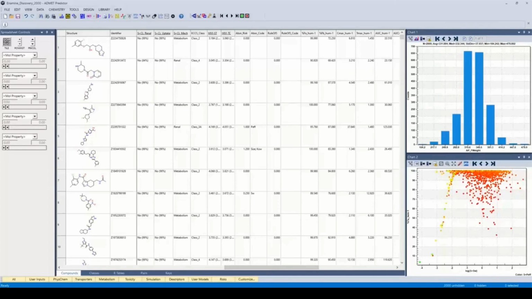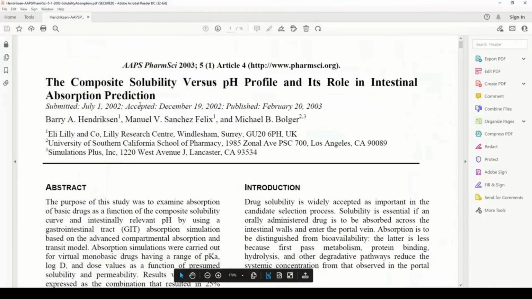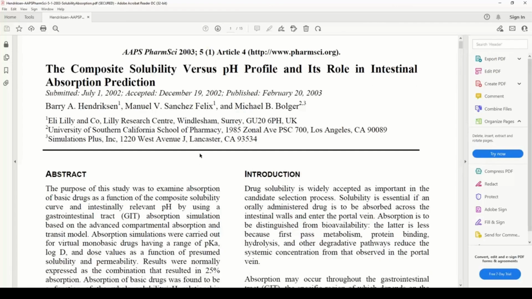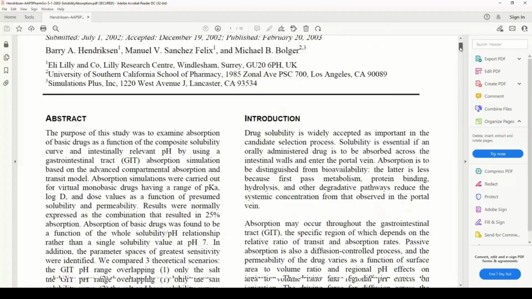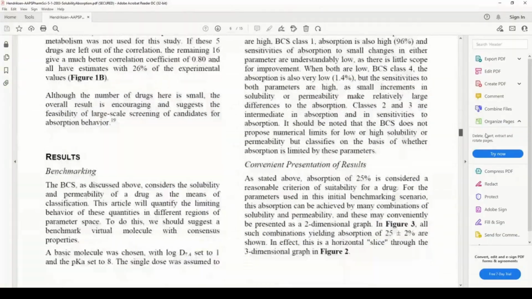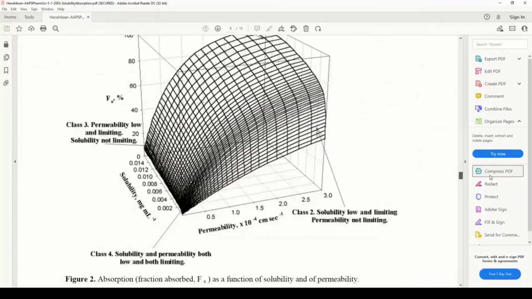There's actually a very nice paper by Hendrickson and co-workers, which I will show briefly. It's by Hendrickson, Sanchez Felix, and our own Michael Bolger, who just retired from our company, was with us for, I think, over 26 years, and contributed to this paper, which makes a very similar analysis where you actually have the three-dimensional plot. What I showed you was essentially 2D projections of this plot.